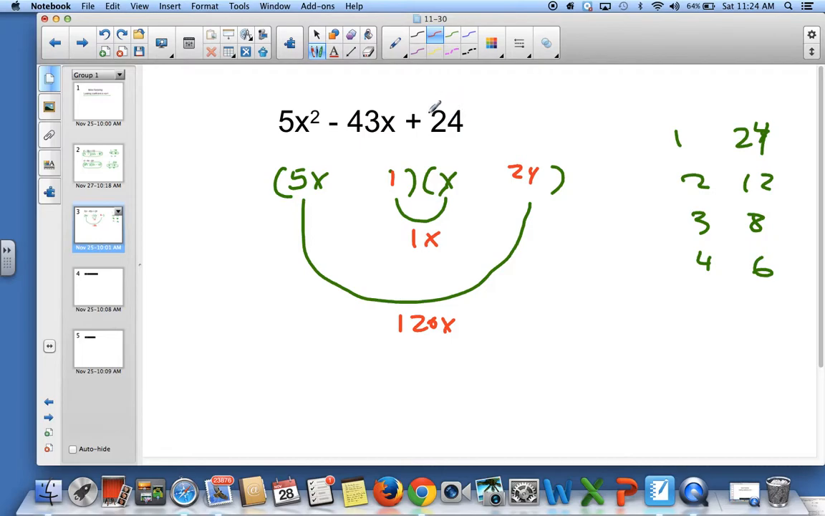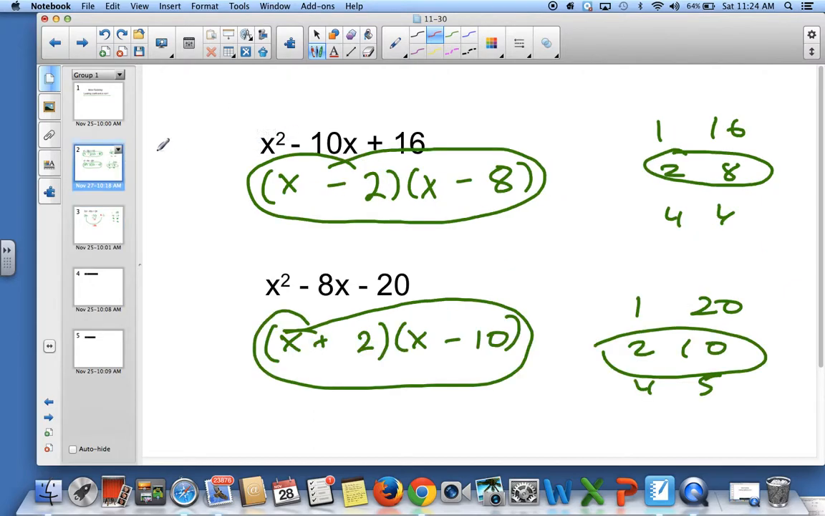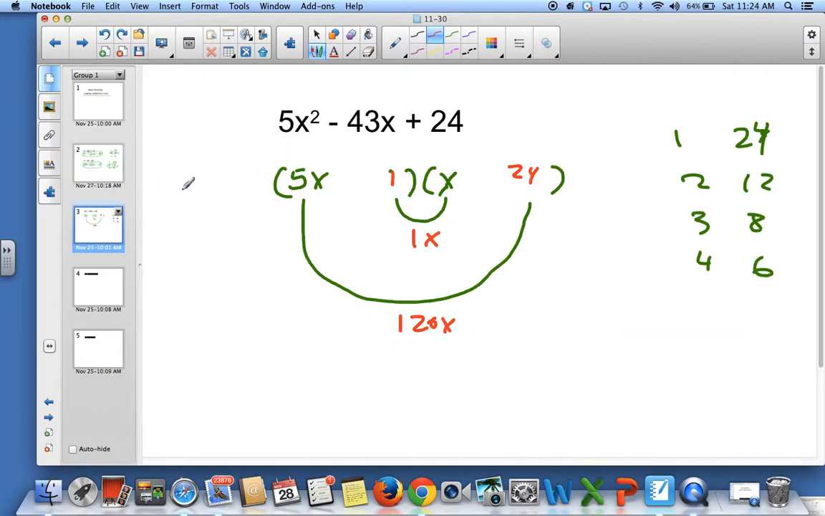I'm not looking for numbers that multiply to 24 and add to 43, because this 5 messes things up. When that 5 wasn't there, such as in these problems where this was a 1, I could just say multiply to 16, add to 10, 2 and 8. Multiply to 20, subtract to 8, 2 and 10. This one's a little different because of this 5, because the 5 times one of those numbers is going to be involved here. So either way, these two numbers, 120 and 1, do not add to be 43.